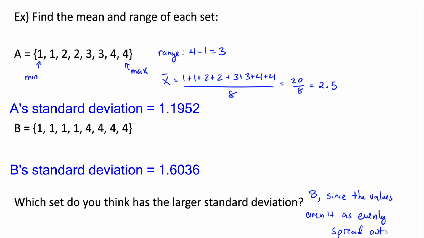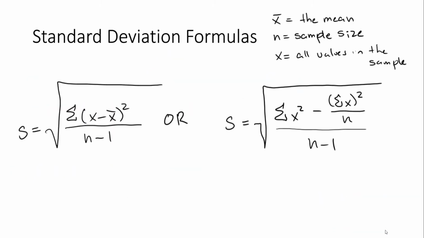Now we're going to talk about how to find the standard deviation. So here we have two formulas to find the standard deviation. I'm going to call the first one formula A and the second one formula B. If you don't have a graphing calculator, you'll need to use one of these when finding standard deviation. And I know they look horrendous, but we're going to go through and explain what each part of these formulas means. Just note X bar here, that's referring to the mean, N refers to the size of the sample, and X refers to each value in the sample.